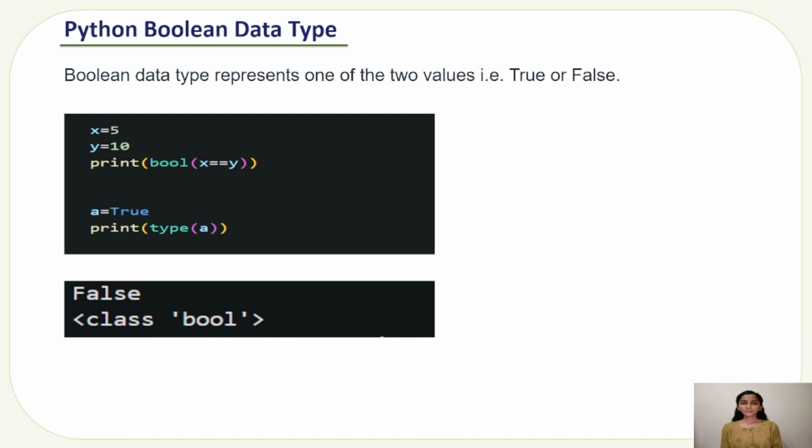Python Boolean data type. Boolean data type represents one of two values, that is true or false. Let's see an example. Here we have created two variables x and y and assigned the values 5 and 10 respectively. Now let's check whether x is equal to y or not. As we check, we get the output as false, which represents our Boolean data type. And now we have created one more variable a and assigned the value true. Here we are checking the type of a, so we get the output as class bool, that is Boolean data type.